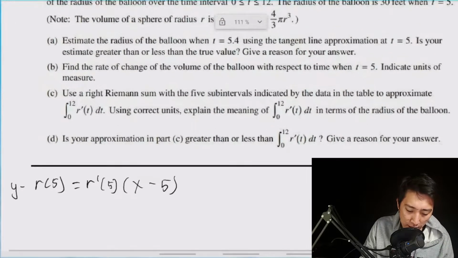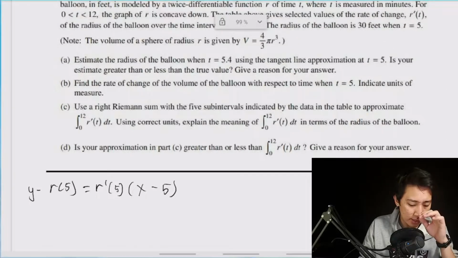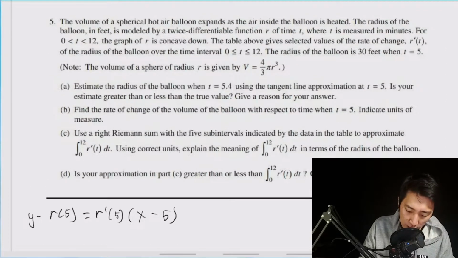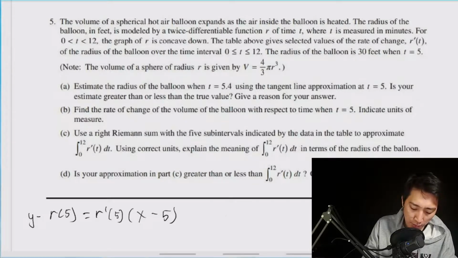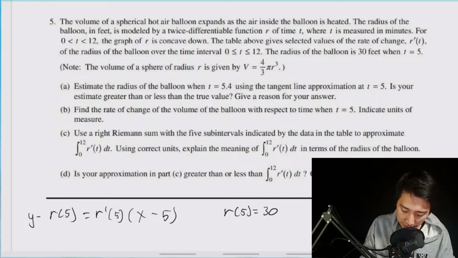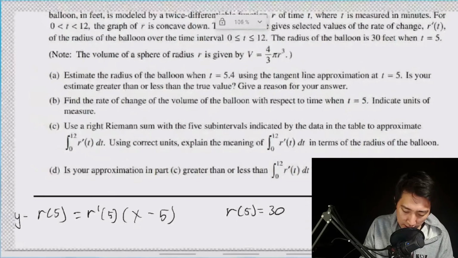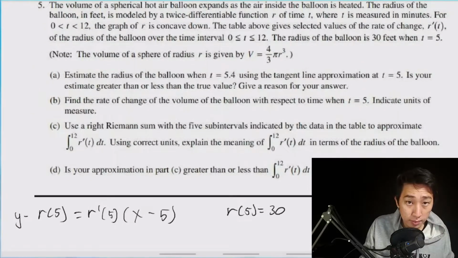We have tangent line approximation: estimate the radius using the tangent line when t is equal to 5. The radius is 50 feet. So what we know is r of 5 equals 30. And then what we're going to do is estimate. The function is concave down and twice differentiable. The radius of the sphere is given by the volume.